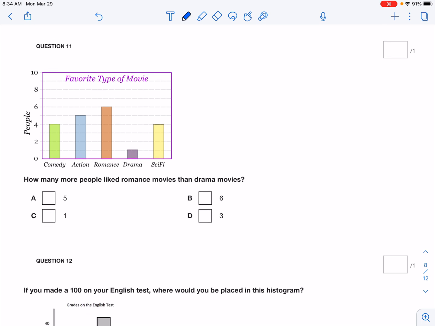All right, so based off this bar graph, how many more people like romance than drama? Okay, so romance is 6, drama is 1. So 6 minus 1, 5 people like it more.